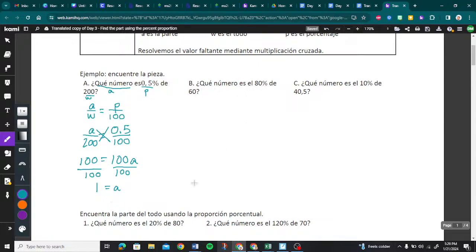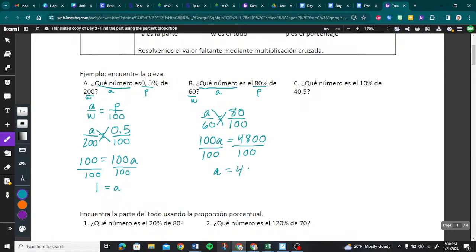Que numero es el 80% de 60? So que numero means we're missing the part. 80% means that that's P. Of, here we have the word of, so the 60 is the whole, the todo. So we have A over 60 equals 80 over 100. Again, we cross multiply. So A times 100 is 100A. 80 times 60 is 4,800. We divide both sides by 100. And A is 48.